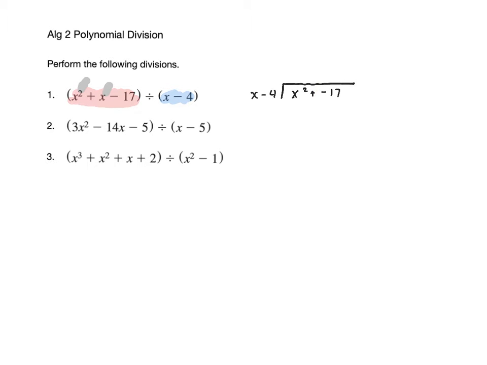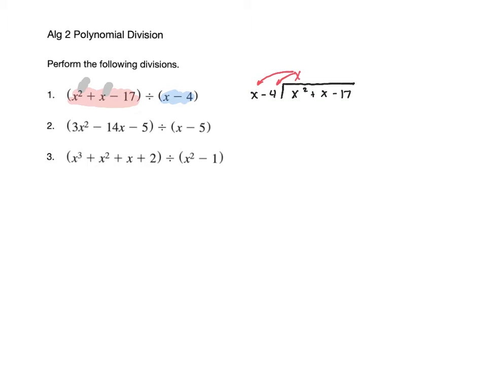Let me erase just a little bit. And how about plus x and then minus 17, again going in order of degrees. So here we go. The first thing you want to ask yourself is, what do I have to take x times to get an x squared? The only answer to that would be an x. So I put an x right above that x squared, and then you're going to distribute.